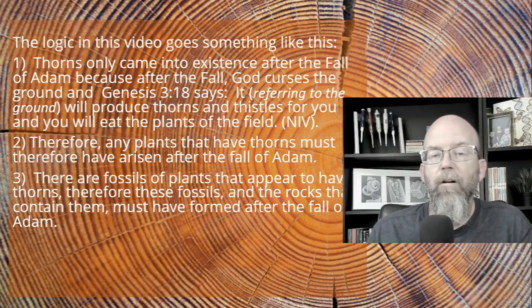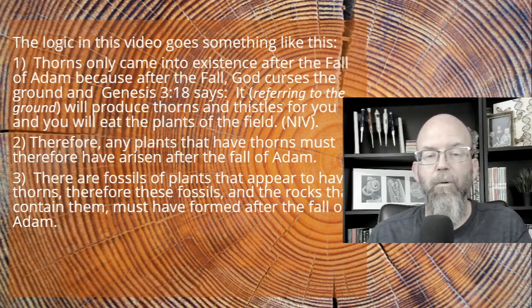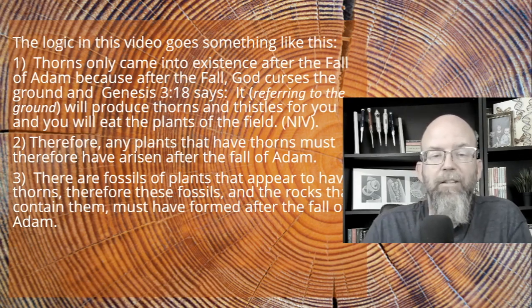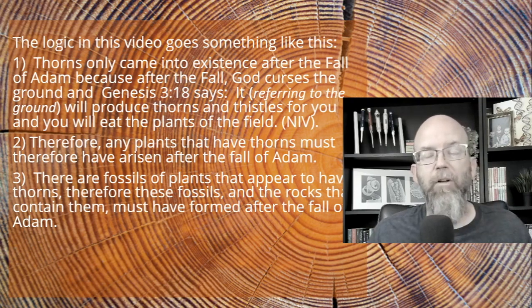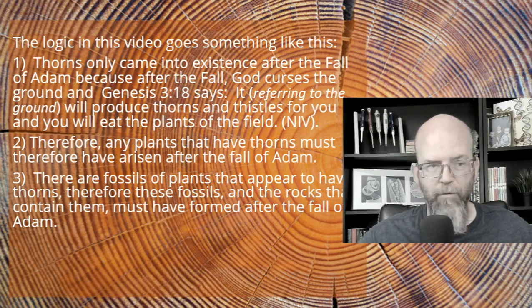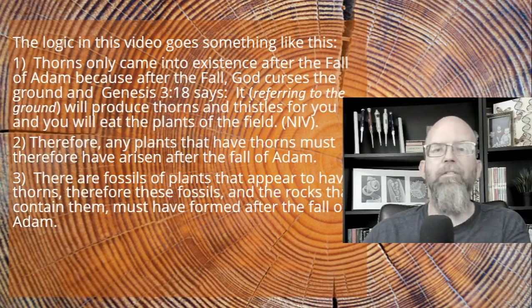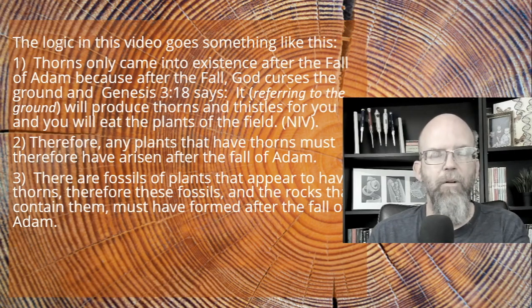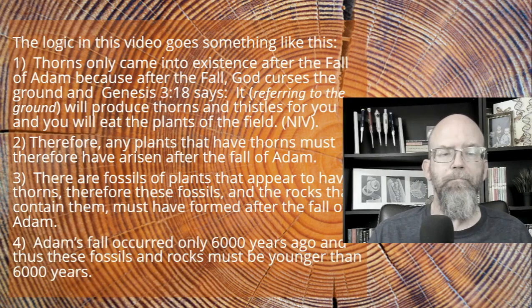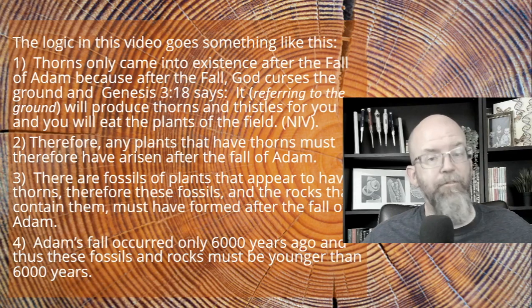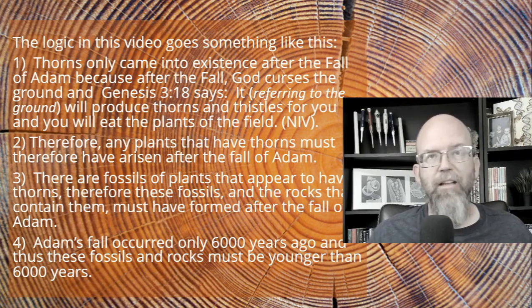And he says, look, if there are fossils of plants that appear to have thorns, then these fossils and the rocks that contain them had to have formed after the fall of Adam as well, right? Any rock that has a fossil must be the result of death of some sort, and therefore is the result of Adam's sin. And this is just taking it to the plant world as well, saying plants that have thorns only could have existed after Adam's fall, and therefore these rocks with these fossils in them had to also have appeared after Adam's fall. And then lastly, we know that Adam's fall occurred around 6,000 years ago, and thus the fossils in the rocks must be younger than 6,000 years.